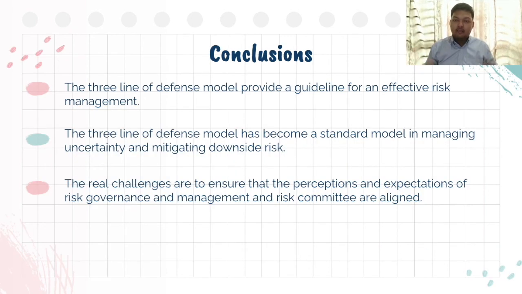As for the conclusion, the three lines of defense model has provided a guideline for effective risk management. The three lines of defense model describes how specific duties on related risk and control could be assigned and coordinated within the organization. An effective model will help an organization achieve effective management of risk. Therefore, the three lines of defense has become a standard model in managing uncertainty and mitigating downside risk.